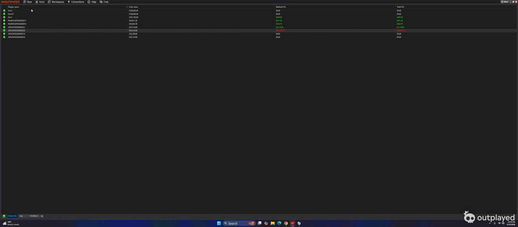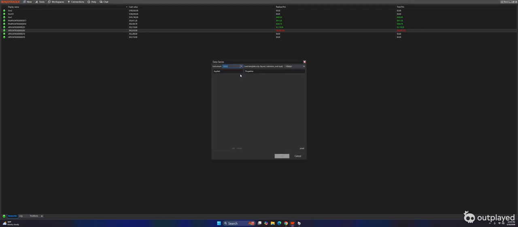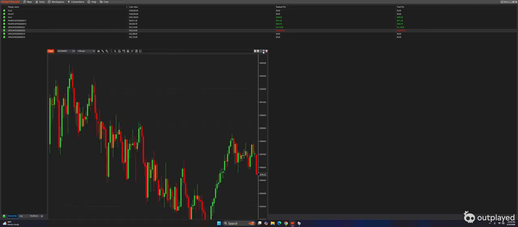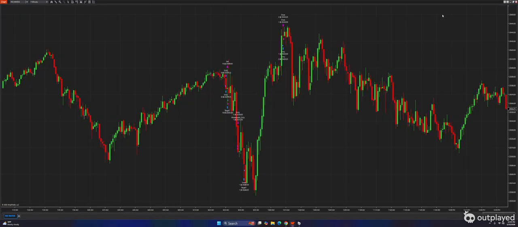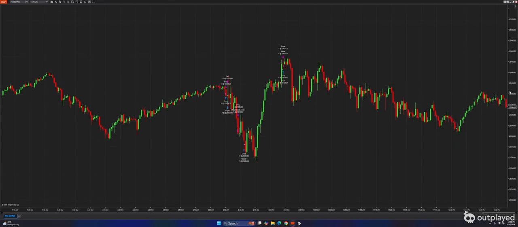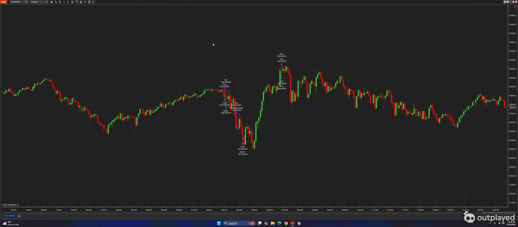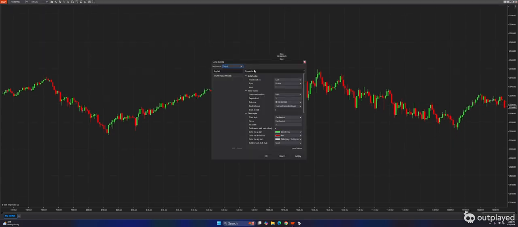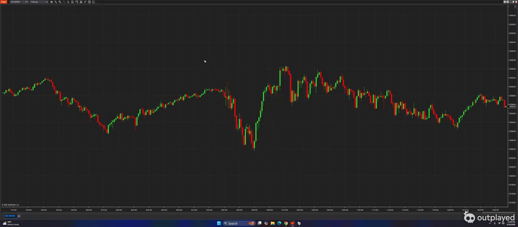So the next thing you do is you want to go to new, select chart, and in there we trade NQ or ES sometimes, or gold, it just depends on the time. So we'll open up NQ. Here's the NQ chart. Now those show trades I took today, so I'm just going to go to my data series and close the marker. Alright, you don't need that.